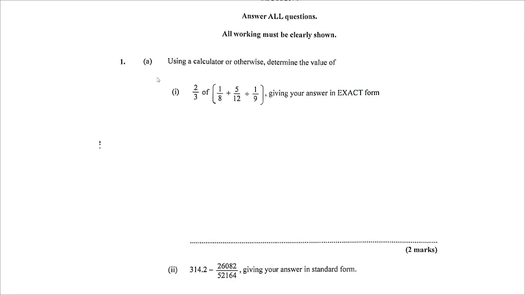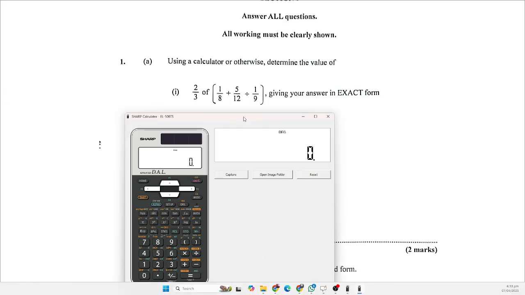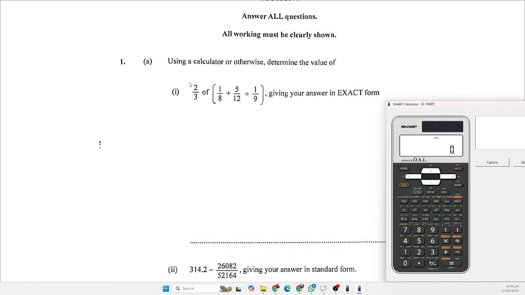Now this question 1A says using a calculator or otherwise. So it tells you that you can use a calculator, so immediately I'm going to pull up my calculator. Let's read the remaining: Determine the value of 3/5 of 1/8 plus 5/12 divided by 1/9, giving the answer in exact form. This question is a combination of operations, meaning there is addition, subtraction, multiplication, division.